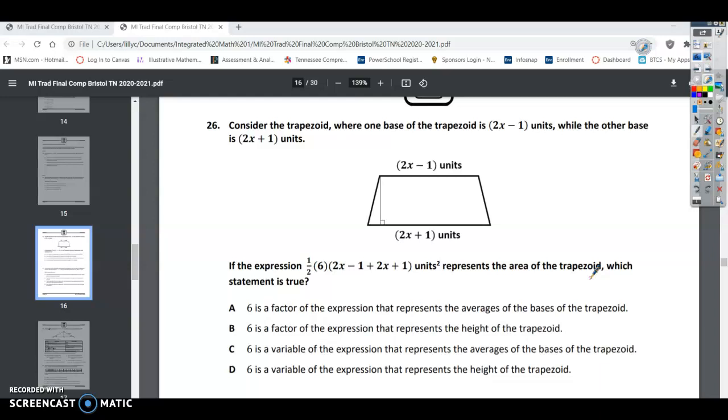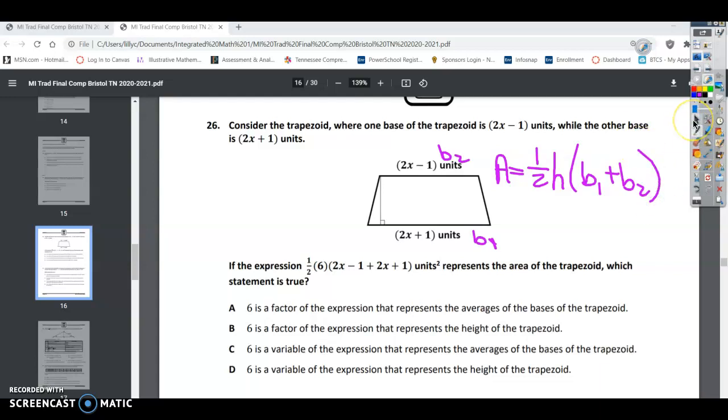All right, so let's think about area of a trapezoid. It's 1/2 times your height times base 1 plus base 2. And they already said we've got base 1 and base 2 is given.